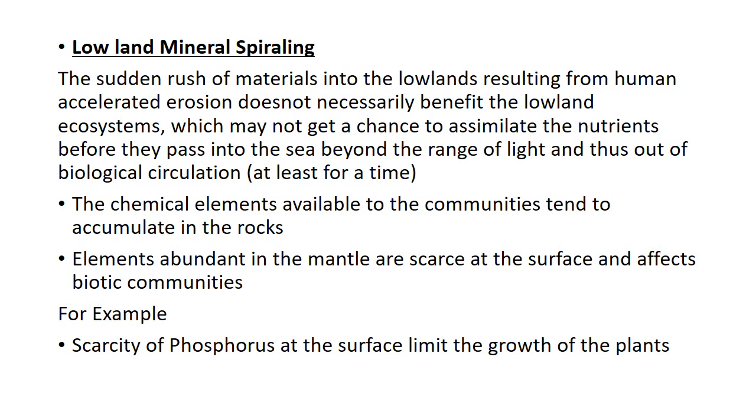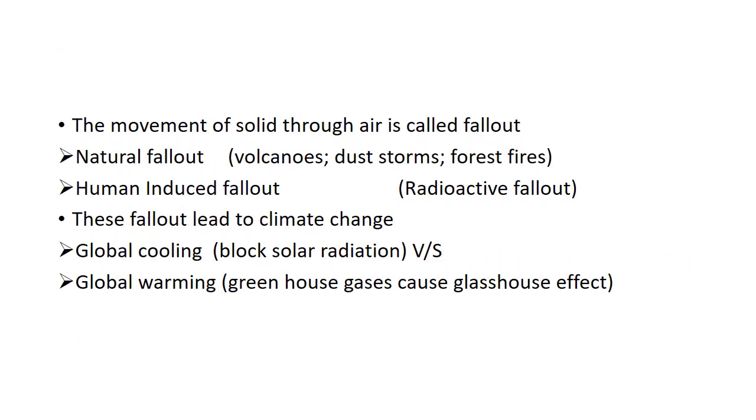The chemical elements available to the communities tend to accumulate in the rocks. Elements abundant in the mantle are scarce at the surface and affect biotic communities. For example, scarcity of phosphorus at the surface limits the growth of the plants. The next part of the sedimentary biogeochemical cycle tells about the movement of the solid through air, and it is called fallout. Fallout is of two types.